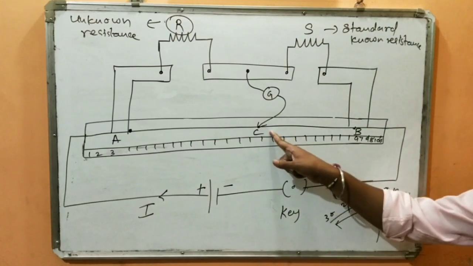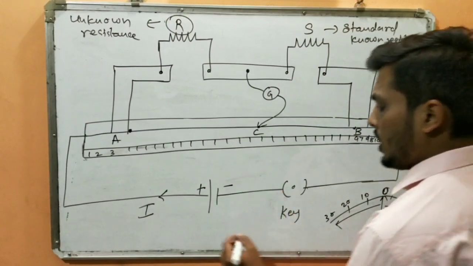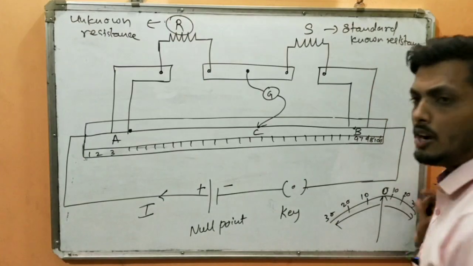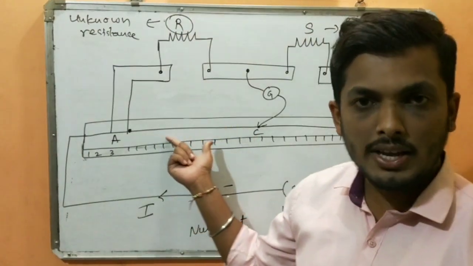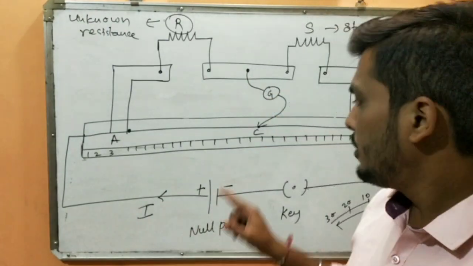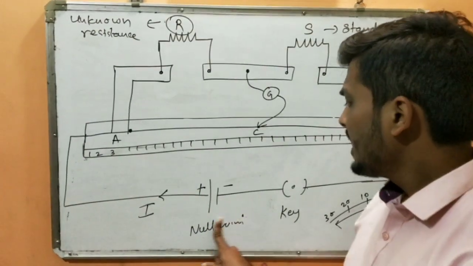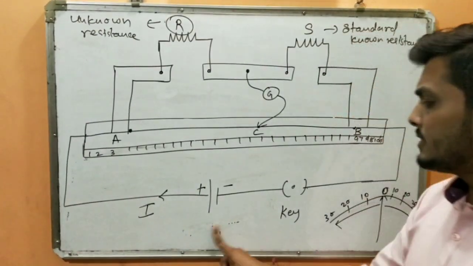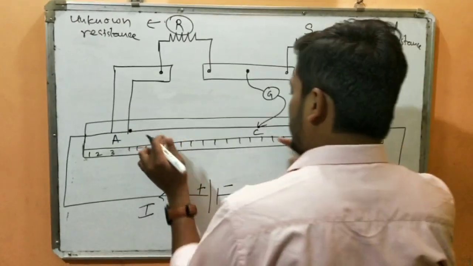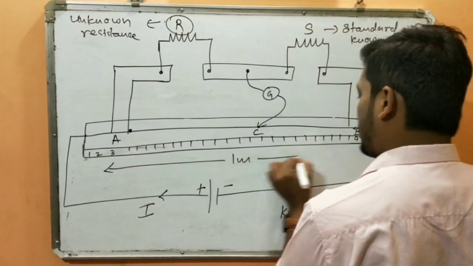So for instance, I have marked the point C. What does C indicate? C indicates the balancing point, or in technical terms I would call it a null point. A null point is that particular point on a meter bridge wire where the galvanometer reading is shown 0. That is called a null point. So at this point the balancing condition is satisfied. Are you understanding, students?